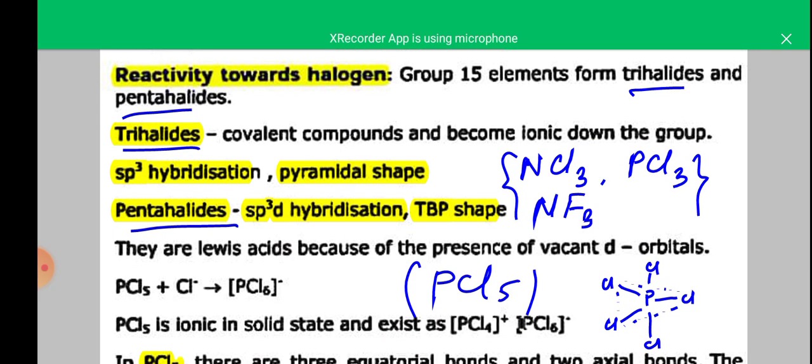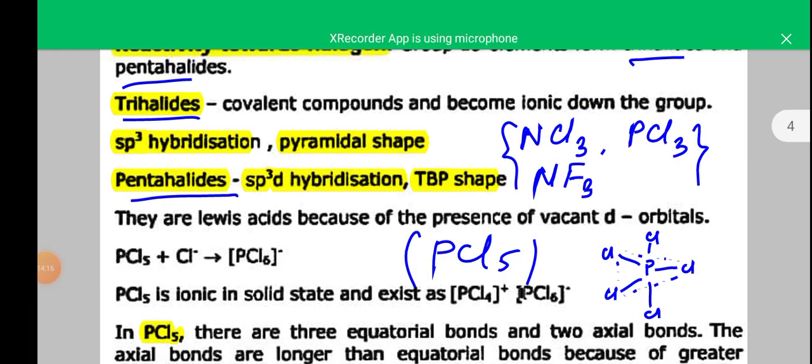And reactivity towards halogens. Group 15 elements form trihalides and pentahalides. Group 15 elements form trihalides like NCl3, NF3, and pentahalides like PCl3, PCl5.